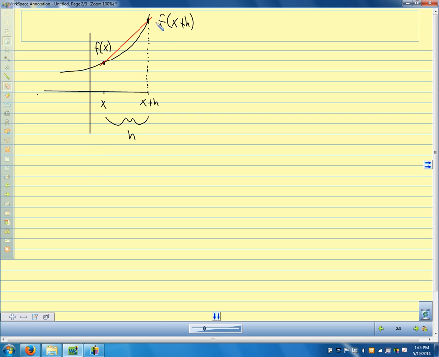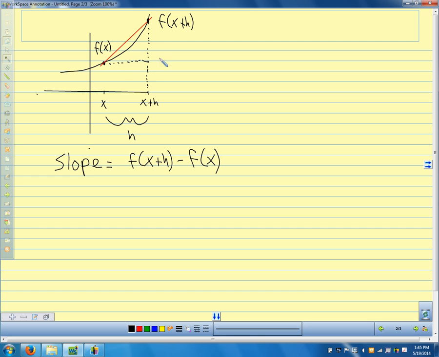So the slope of this secant line is the rise. Well, the rise is f of x plus h minus f of x. So if we draw in this here, this distance is f of x plus h minus f of x. And the run is h. That's how far we've gone in the x direction. So there's the slope of this secant line.